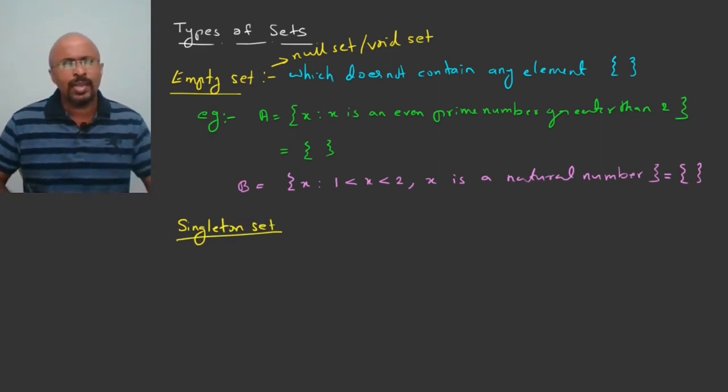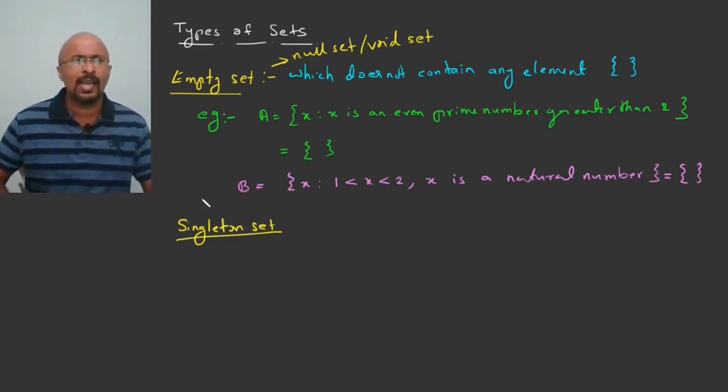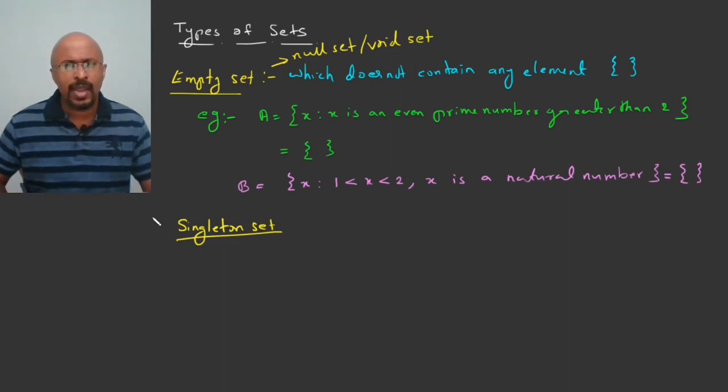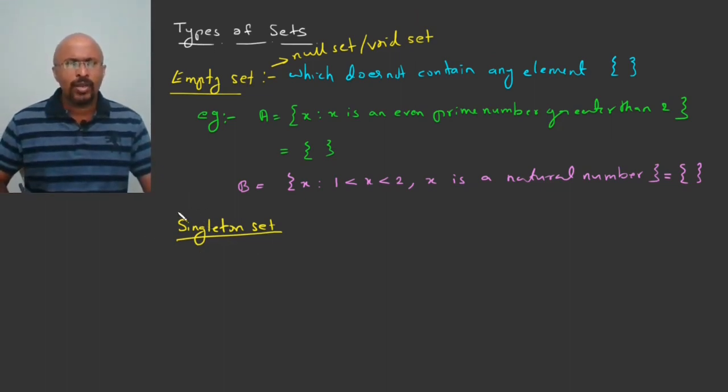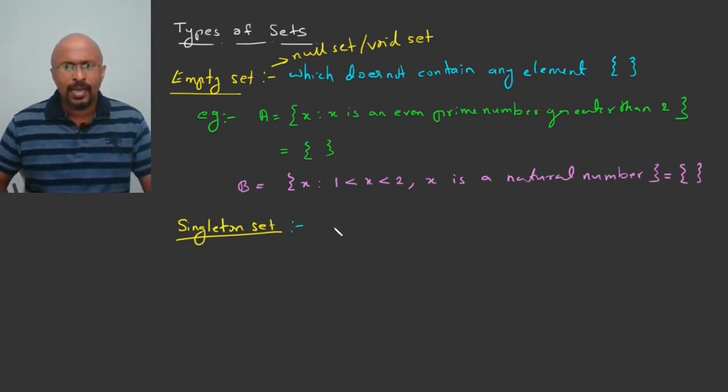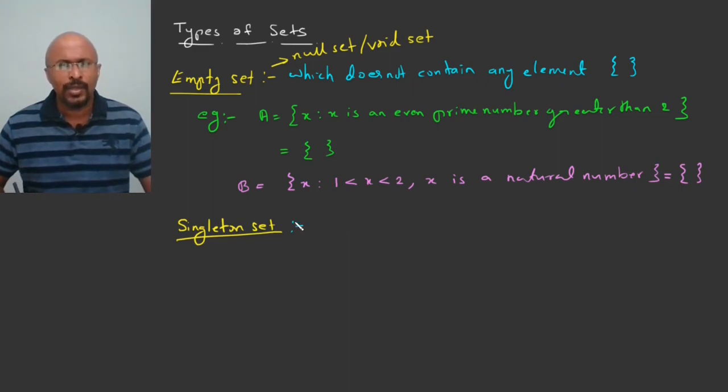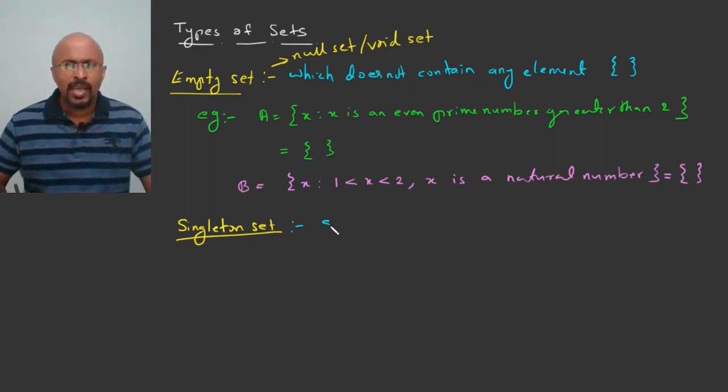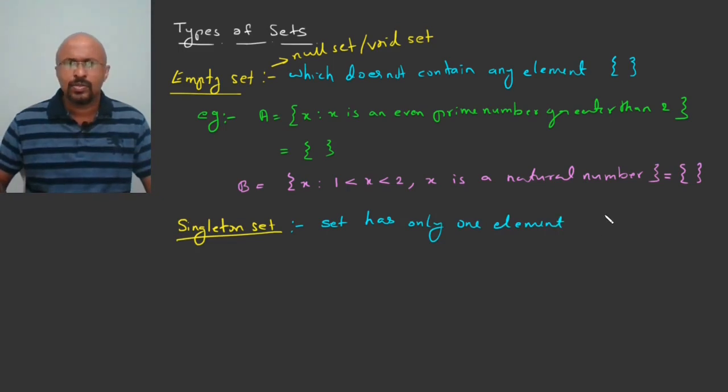Here also you can easily say what a singleton set is by its name. Single, we know it means one. So, if a set consists of only one element in it, it is called a singleton set. So, what is a singleton set? A set that has only one element. So, you can write simply set A is a singleton set.